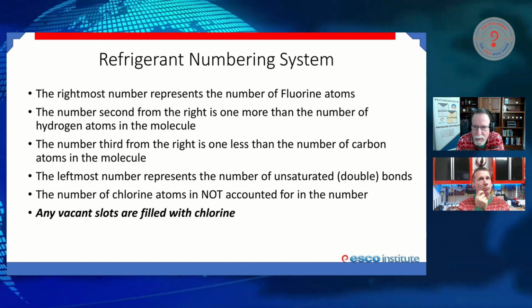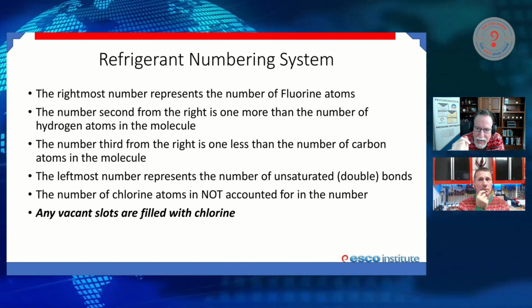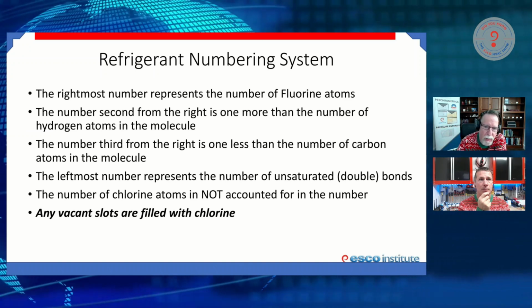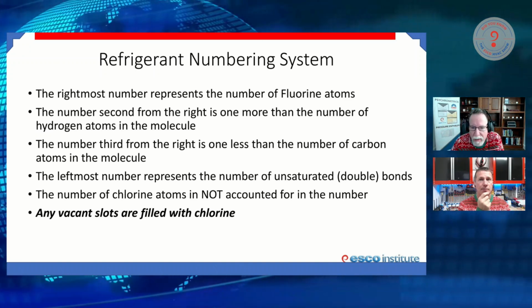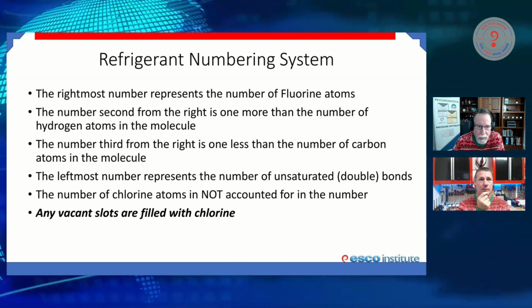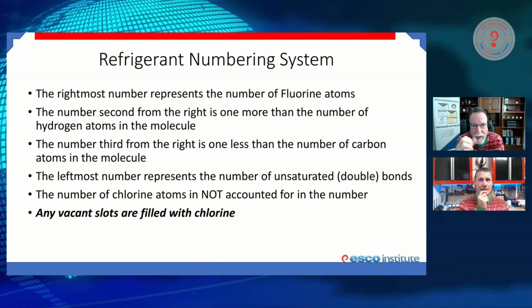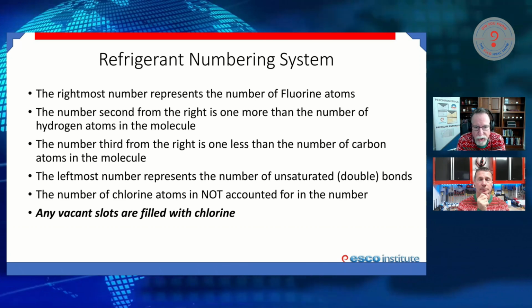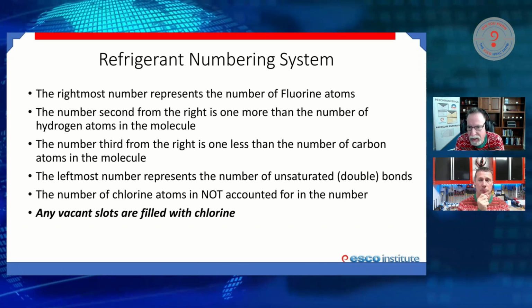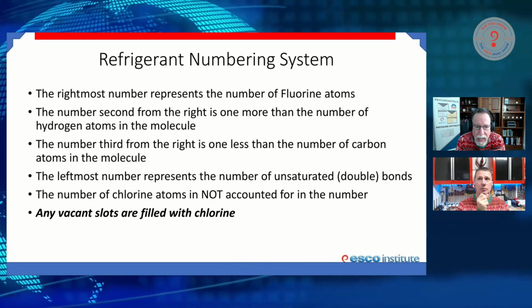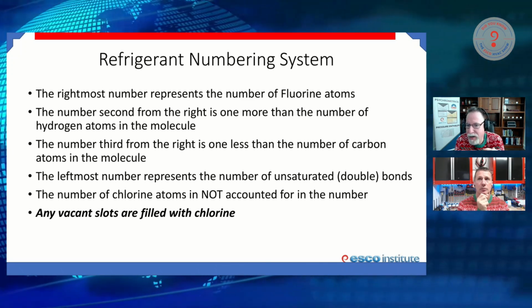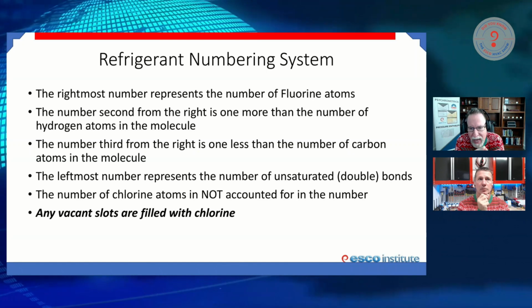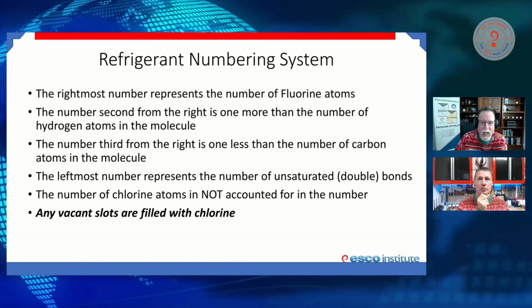So whatever that third number from the right is, we add one to it, and that's how many carbon atoms. And then finally, the number all the way on the left tells us the number of unsaturated or double bonds. So it's telling us how many fluorine atoms there are, how many hydrogen atoms there are, and how many carbon atoms there are. Our refrigerants are made up of 4 common elements: hydrogen, carbon, chlorine, and fluorine. We do not account for the chlorine in the refrigerant number. So if we have any open slots left over, and we'll talk about what that means in a little bit, we fill those open slots with chlorine atoms.